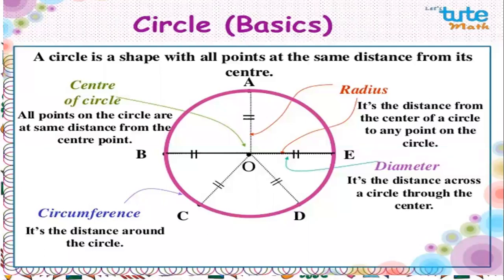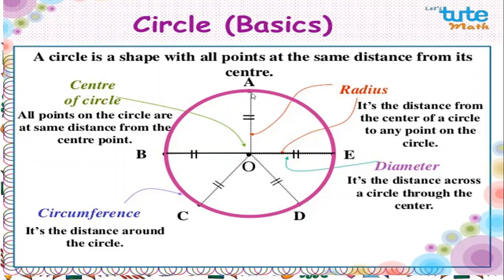Next comes your radius. Let us see different parts. First is radius. What is a radius? It is the distance from the center of a circle to any point on the circle, whether it is E, D, C, B, A. There are 5 different points on the circle and O is the center which is equal distance from all the points. So this is center and this is a radius.